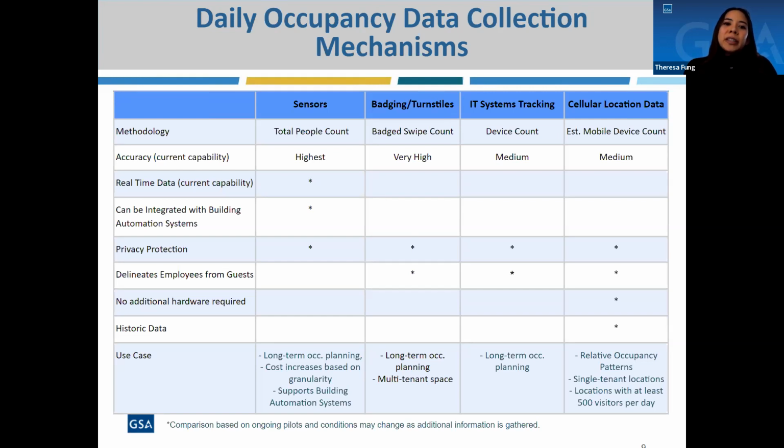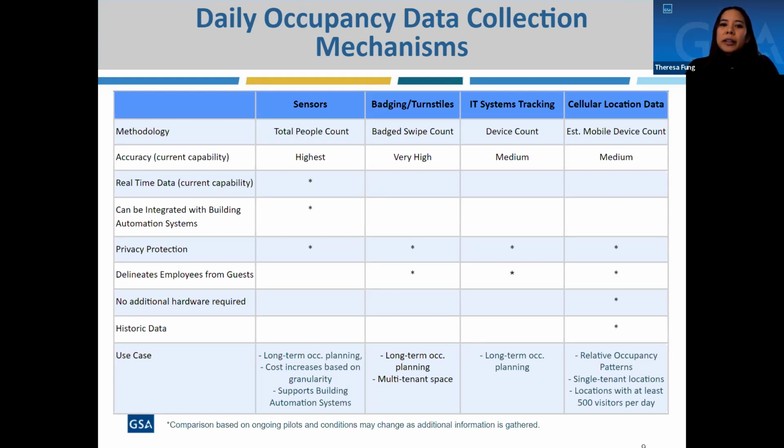But these other mechanisms can't tie directly into the building automation systems. Security systems have to stand alone. Additionally, some agencies are using IT systems, so devices logging on to a specific network or access point, but you are counting devices as opposed to counting people. So it may or may not be as accurate depending on the method you're using.